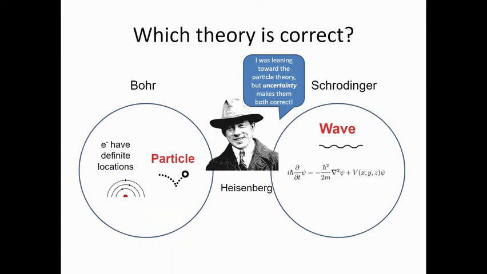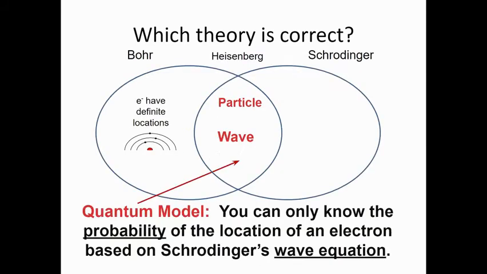And it's Heisenberg that says, hey, you're both correct. The electron is behaving like a particle, but we can't know its exact location. And so we have to depend on Schrödinger's theory or equation to predict the probable location of the electron. And so what we end up with is called the quantum model. Again, you can only know the probability of the location of an electron based on Schrödinger's wave equation.